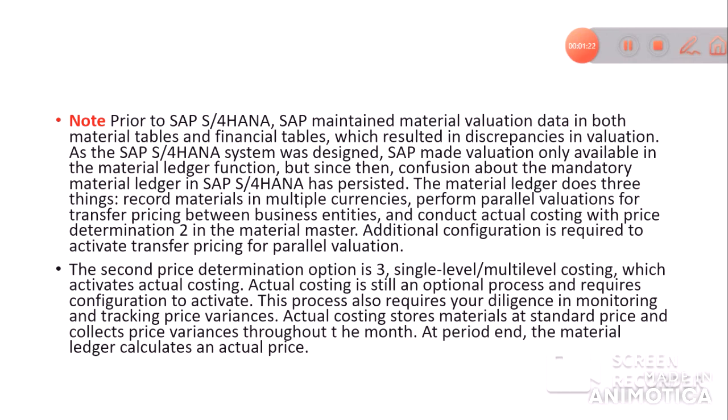Additional configuration is required to activate transfer pricing for parallel valuation. The second price determination option is 3, single level or multi-level costing, which activates actual costing. Actual costing is still an optional process and requires configuration to activate. This process also requires your diligence in monitoring and tracking price variances. Actual costing stores materials at standard price and collects price variances throughout the month. At period end, the material ledger calculates an actual price.